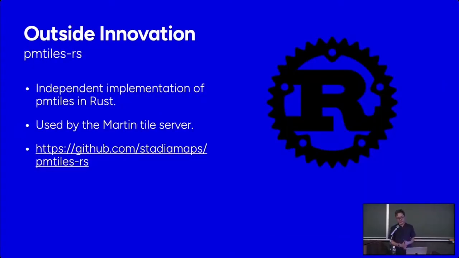And another example is the PMTiles RS project. This is a Rust implementation of the PMTiles format. Again, it is totally independent of the Protomaps project itself. Since the PMTiles format is public domain, they have written a high-performance Rust implementation that is used by the Martin tile server. You can find a link to that implementation on GitHub here.